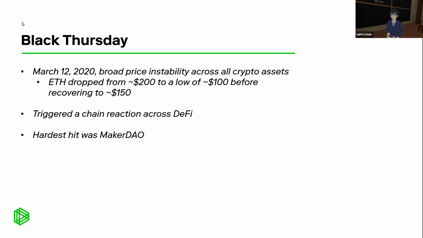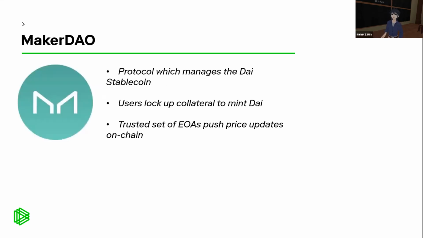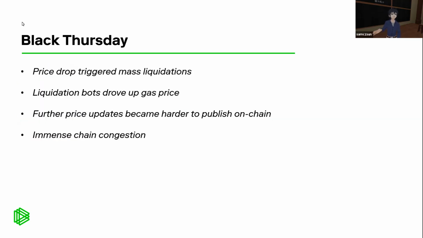And because such a vast majority of DeFi is lending platforms and other protocols of the like, this triggered a chain reaction across basically all of DeFi. But possibly the hardest hit was MakerDAO. A quick aside, MakerDAO, for those who aren't familiar, is the protocol that manages the DAI stablecoin, which is the largest US dollar stablecoin on the blockchain. Basically, users lock up collateral, in this case, Ether, to mint DAI, and then a trusted set of EOAs will push price updates of the current US dollar value of Ether on chain. So that's MakerDAO. But back to Black Thursday.